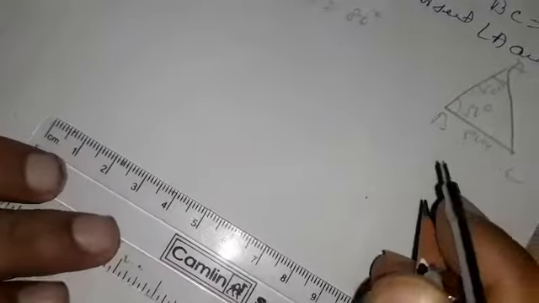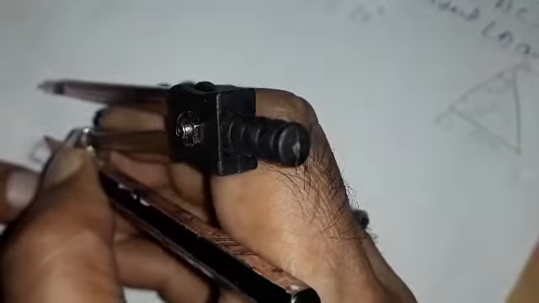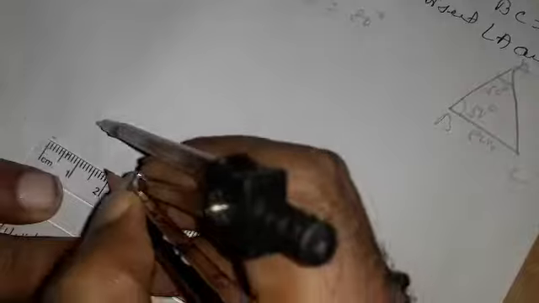So, BC is of length 8 centimeter. Now angle B is 50 degree.